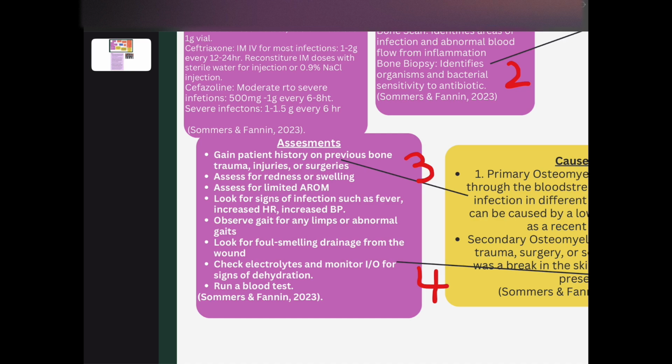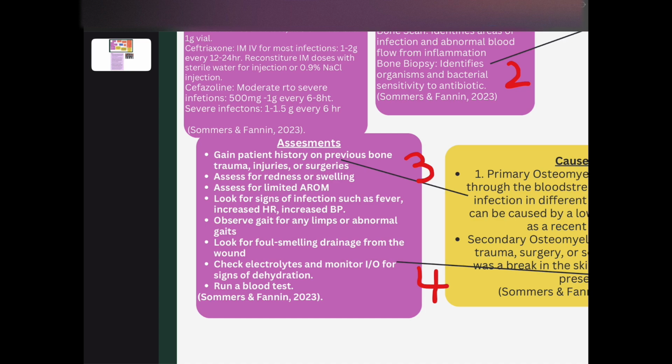So that's really important. If a patient is coming in to the hospital with signs and symptoms of osteomyelitis, and you ask them, "Hey, did you just get a surgery?" and they're like, "Yeah," that dims down a lot of the other infections out there, and you can make that connection. We want to assess for redness or swelling.